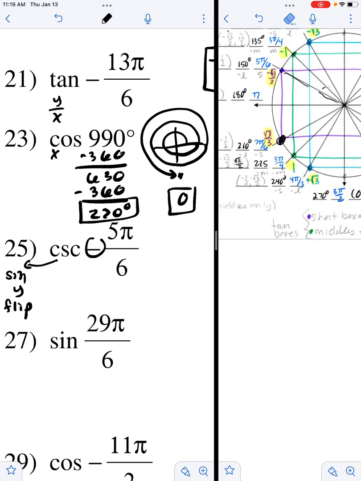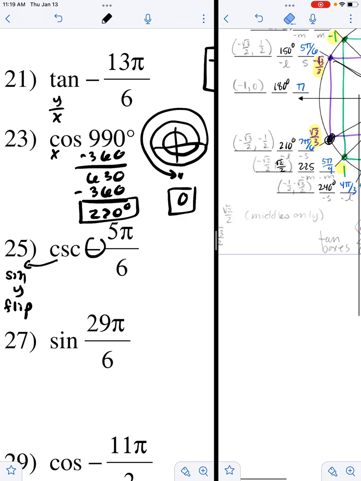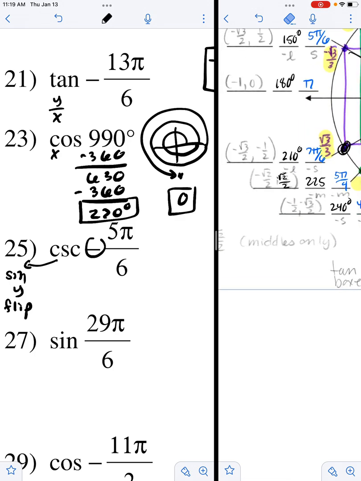So I'm going to go ahead and look at that spot and figure out what is the sine. Then I'll flip it over to get my cosecant. So I'm right here, and my sine or y value is negative 1/2. Okay, so that would have been my sine, but I need to flip it over, and I would have 2 over negative 1. So my answer to the cosecant at that location is negative 2.